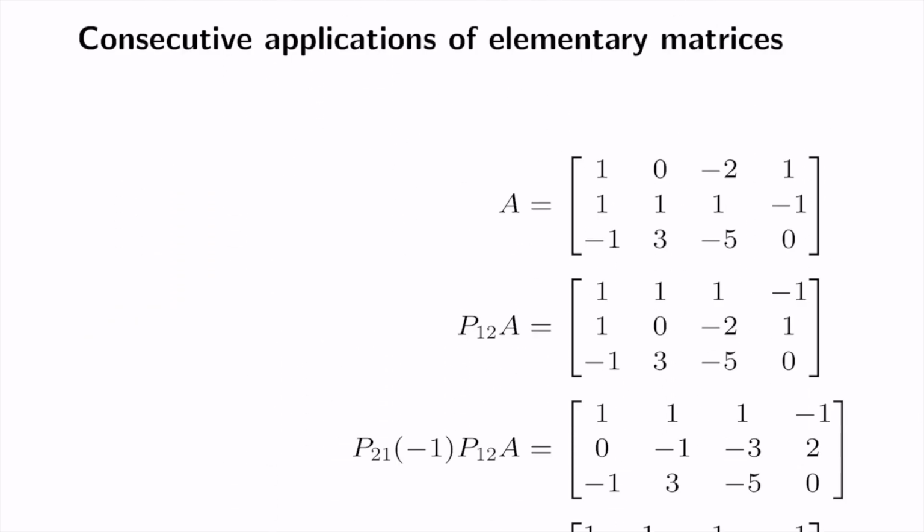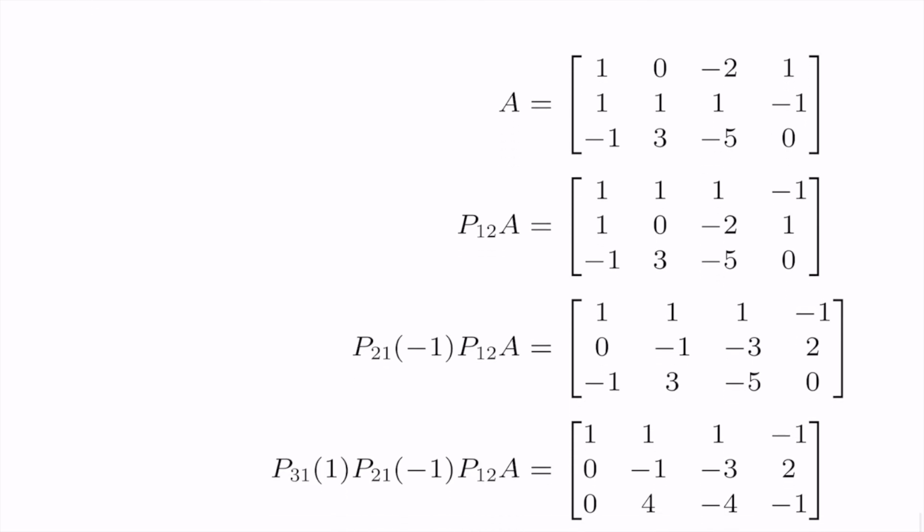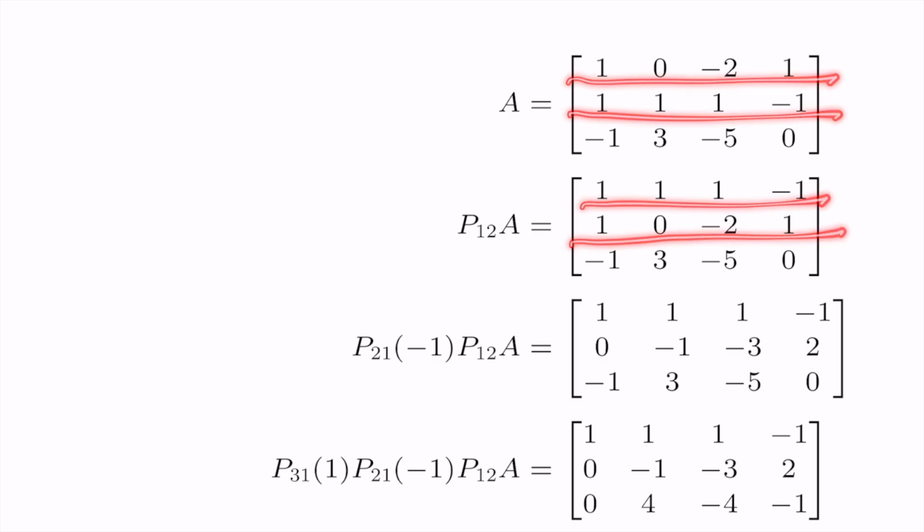Next, let's see an example of applying a series of elementary matrices from the left. First, consider this matrix A. So it's a 3 by 4 matrix. Then first we apply P12, which swaps the first row and the second row, and we get this. So the first row becomes the second row, and the second row becomes the first row.